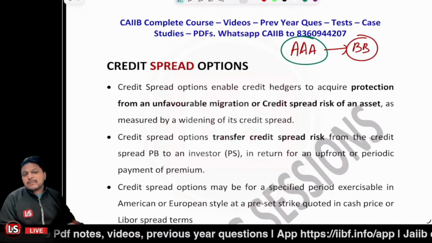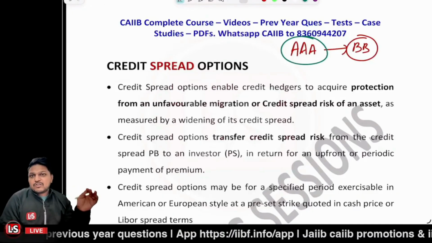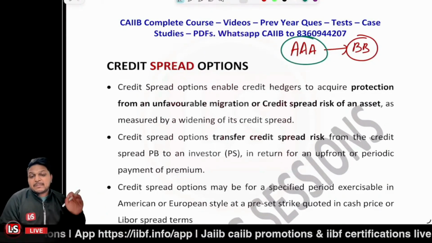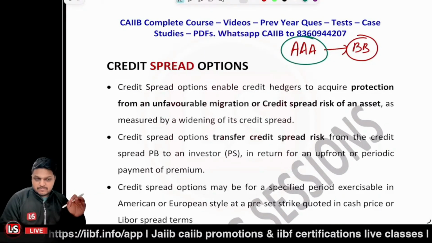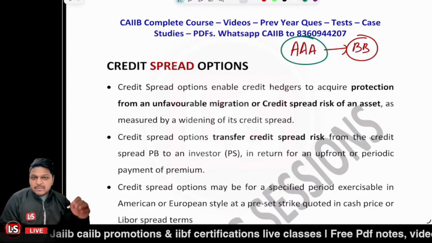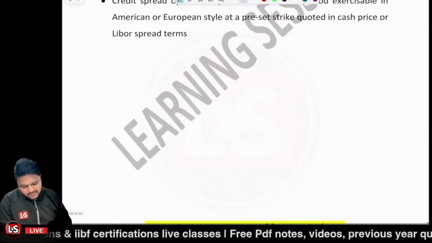So the credit spread option is going to transfer the credit spread risk from the protection buyer to the protection seller. And there will be a periodic payment of the premium, the same as in the case of the CDS.